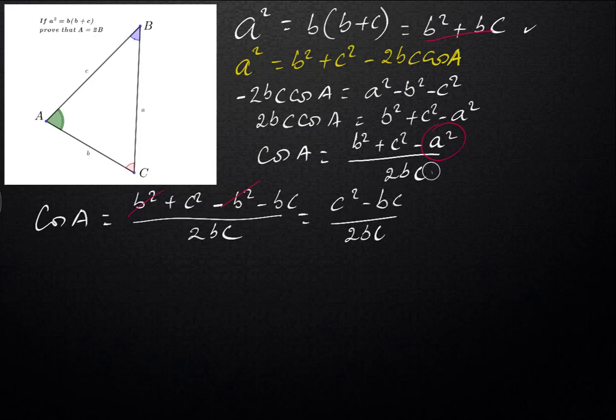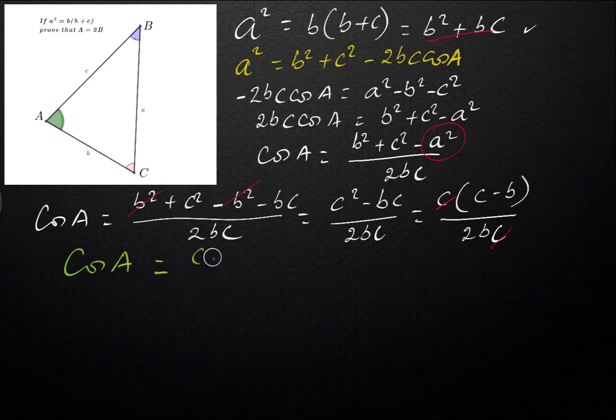We can factor the c in the numerator here. We can say it's equal to c times c minus b over the quantity 2bc, and then we simplify by c, and we get, of course, the value of cosine A is equal to c minus b over 2b. So this is cosine angle A.